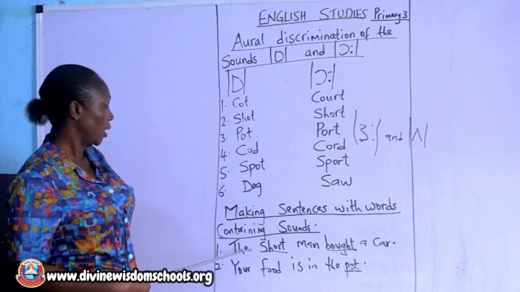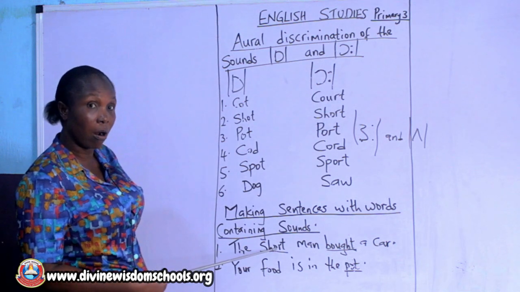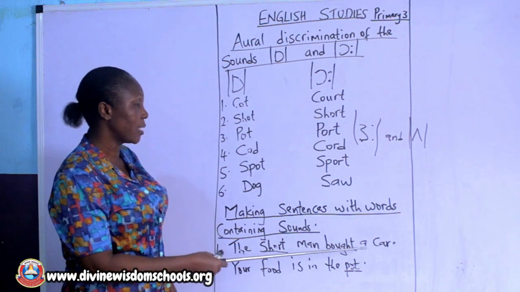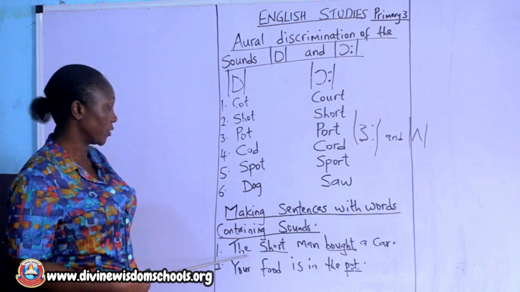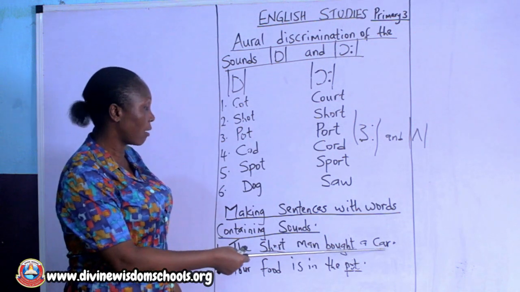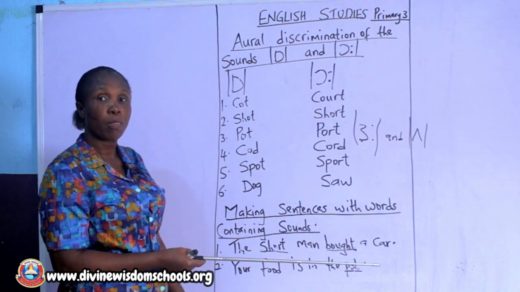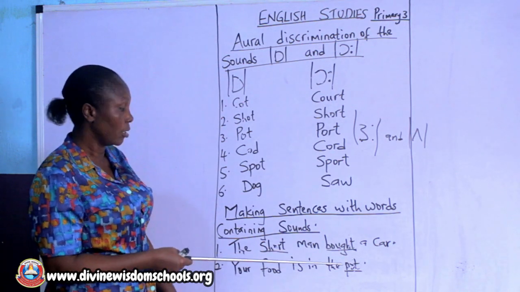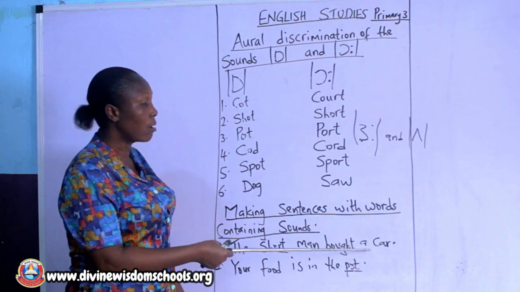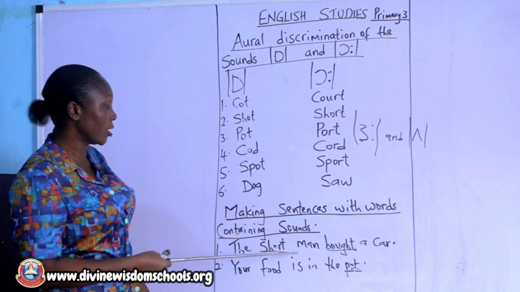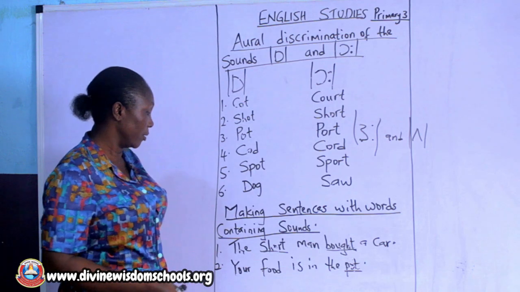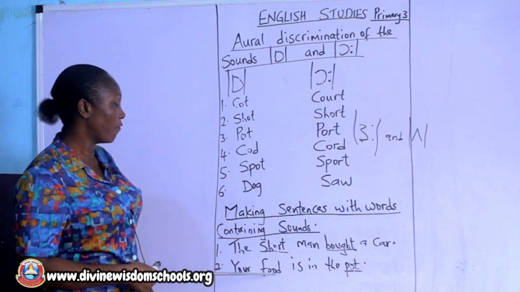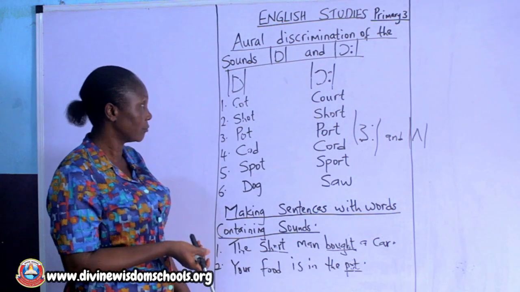Then the short is a long /ɔː/ sound. The short man built a car. But that's a short vowel sound. The short /ɜː/ sound. The short man built a car. Your food is in the pot.